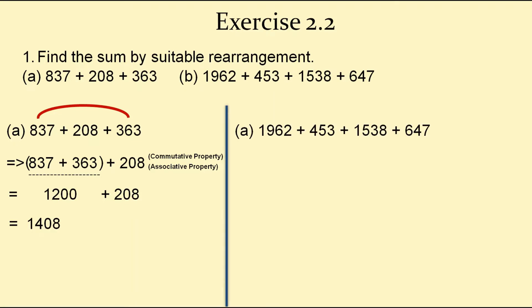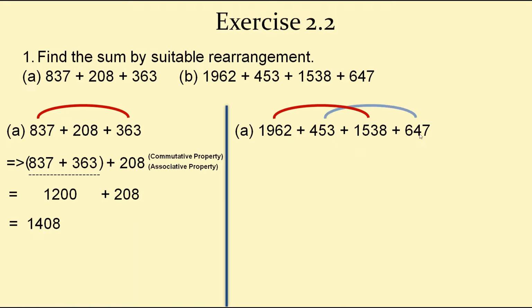Okay, now let's move to the next equation, that is 1962 plus 453 plus 1538 plus 647. Now here the first number has 2 in its unit place and the third number has 8 in its unit place, and as we know 2 plus 8 is equal to 10. So definitely these two numbers will give you the answer multiple of 10. Now here this number has 3 in its unit place and this number has 7 in its unit place, and we know 3 plus 7 is equal to 10. So we will make group of these two numbers.